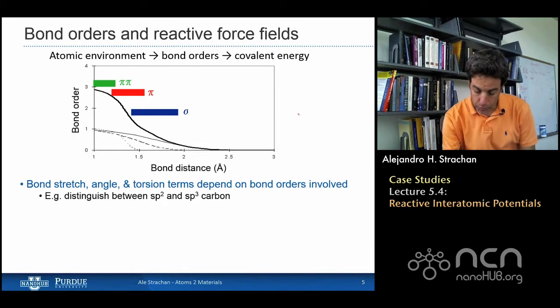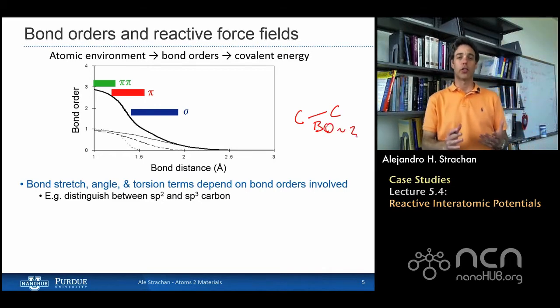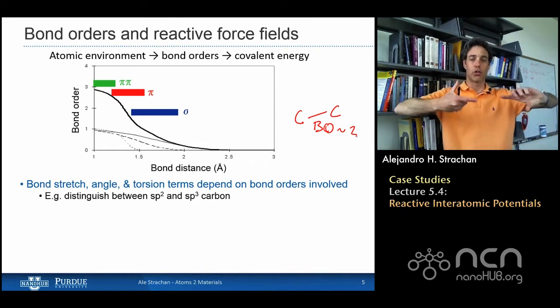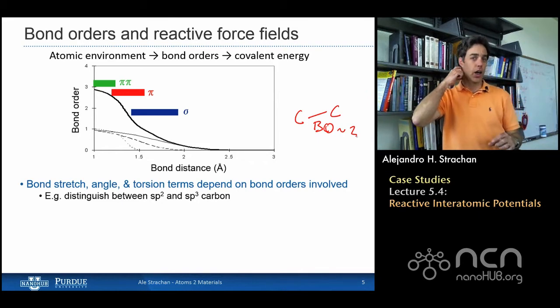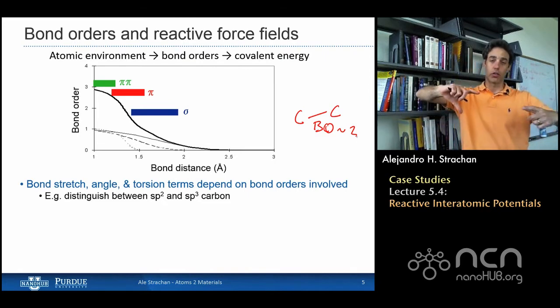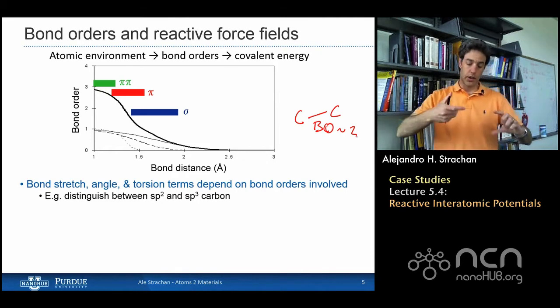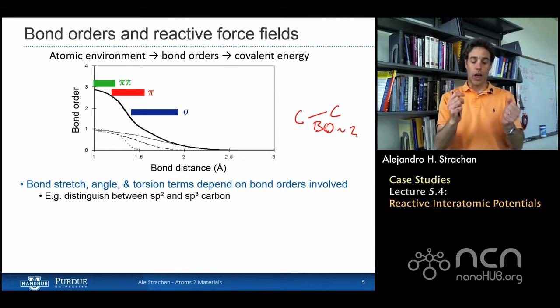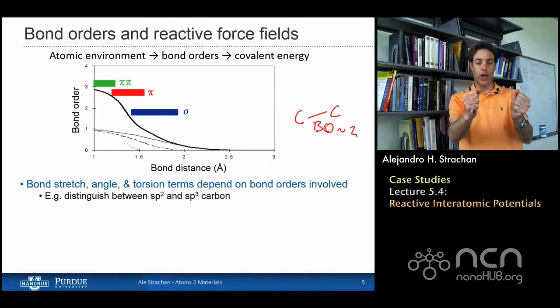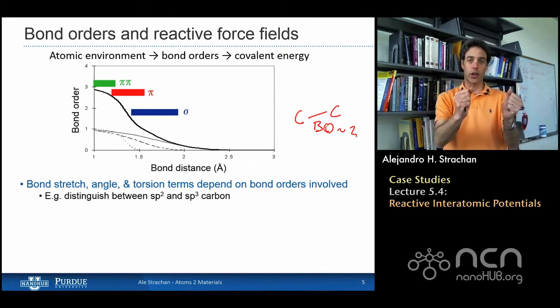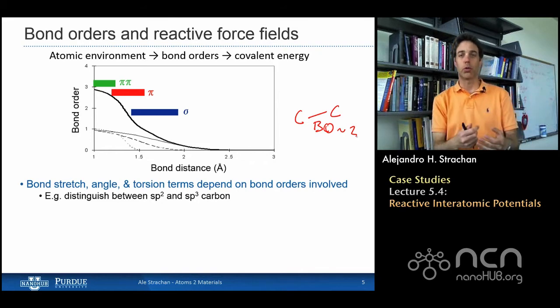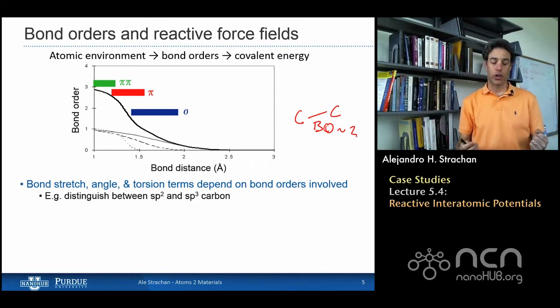If I have two carbon atoms and the bond order between them is about 2, then I know that's a double bond. So I know that the torsions around that bond are going to be relatively strong. It's going to be hard to move around that bond. And so the actual bond order between the atoms is the one that tells me what type of torsional potential I need to use, what type of angles I need to use.